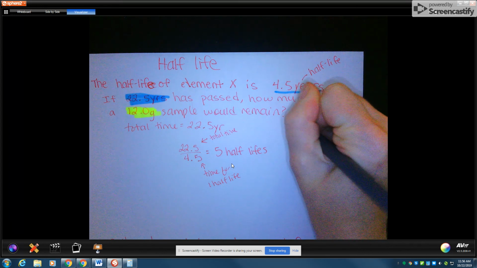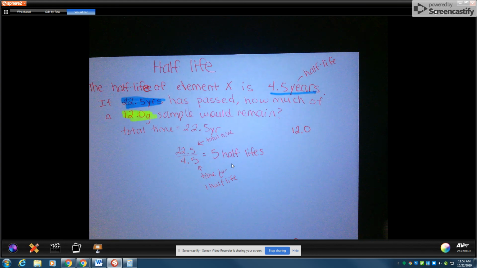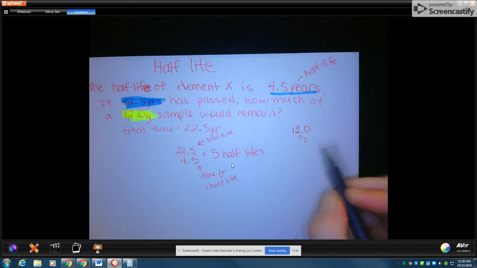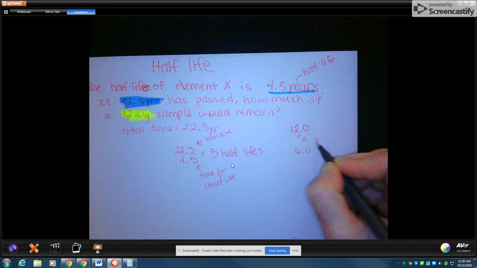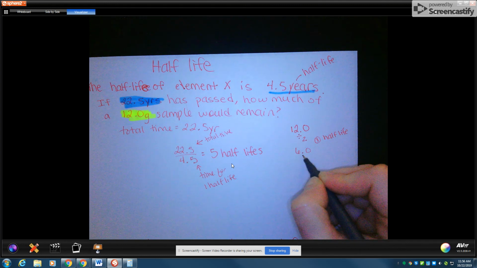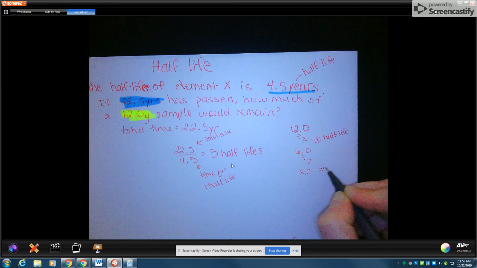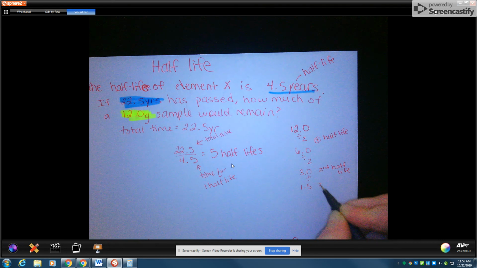Well, each half-life, half of the material will decay. So you can take 12 and you can divide by 2. That'll give us half of that, which would be 6. That means one half-life has occurred. Well, it's going to happen again, and it gives you 3. So that's our second half-life. It happens again, you get 1.5. There's our third half-life.